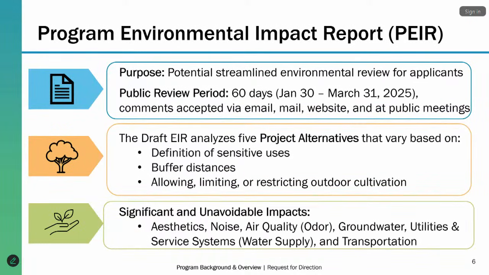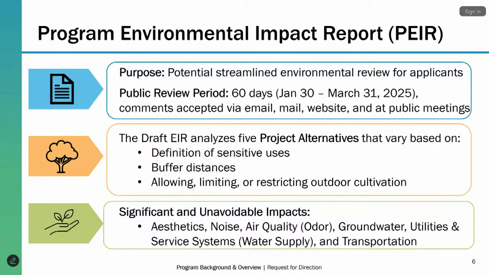The draft SECP includes the preparation of a Program Environmental Impact Report, or PEIR, as required by the California Environmental Quality Act. The board directed the preparation of a PEIR to potentially streamline the environmental review for future applicants. The draft PEIR, along with the draft ordinances, was released for a 60-day public comment period from January to March 2025. The draft PEIR evaluated 5 project alternatives, which differ in their definition of sensitive uses, buffer distances, allowed facility types, and whether to allow, restrict, or prohibit outdoor cultivation.